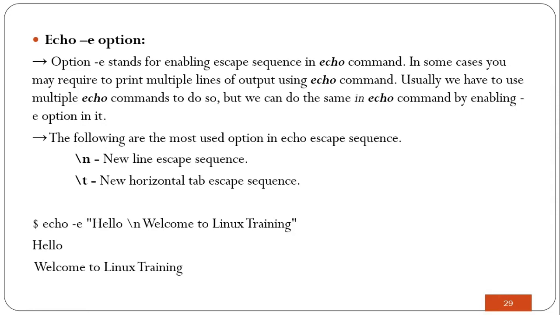When you use slash n, that is the new line escape sequence, and when you use slash t, it's the horizontal tab escape sequence. If you see an example, echo hyphen e hello, welcome to the Linux training. Here we use slash n after the hello, so the part after the slash n will be displayed on the next line. If instead of slash n you give slash t, it will add a tab space and print the output on the same line.